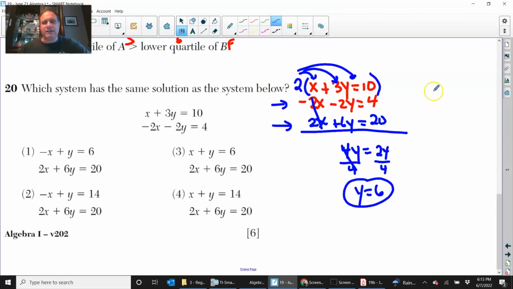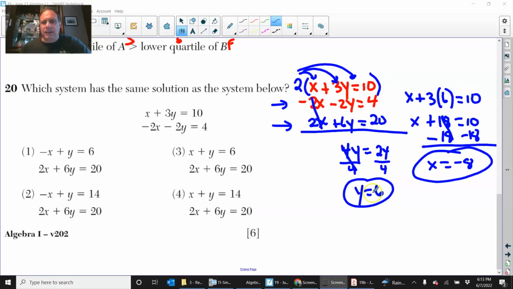So I have y equals 6, then I'm just going to choose that first equation, and I'm going to put that 6 in for the y, and x equals -8. And really I solved for x and y. So the x is -8, and the y is 6.